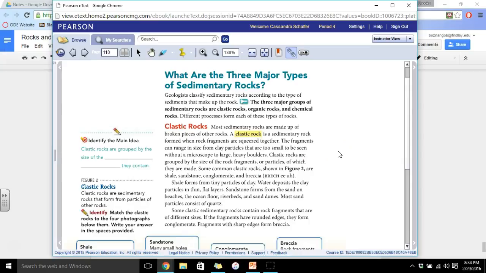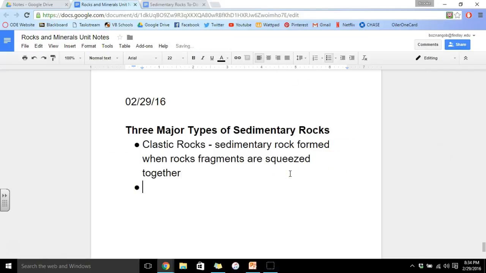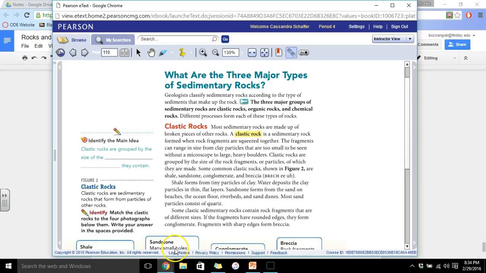The fragments can range in size from clay particles that are too small to be seen without a microscope to large heavy boulders. Clastic rocks are grouped by the size of rock fragments or particles of which they are made. So I think that's important that we put too. So, the little side note here is that clastic rocks are grouped by the size of the rock fragments.